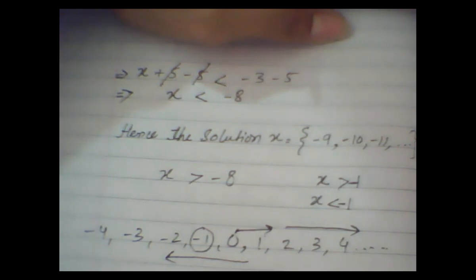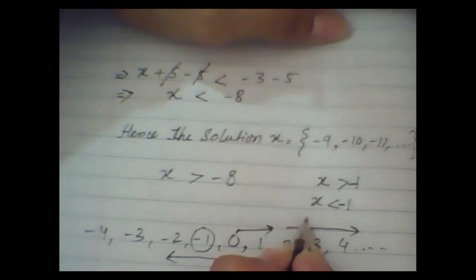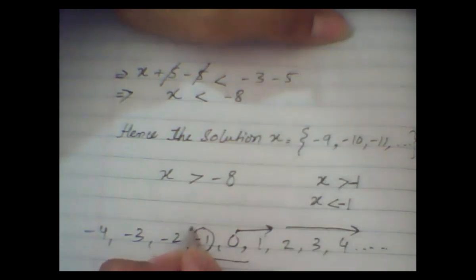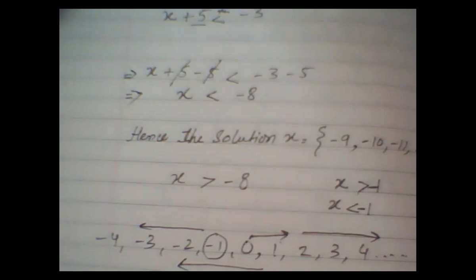Is it clear? And when x is less than minus 1, we have to move towards the left hand side. So we get minus 2, minus 3, minus 4, and so on. You can write in the chat box whether this is clear or not.